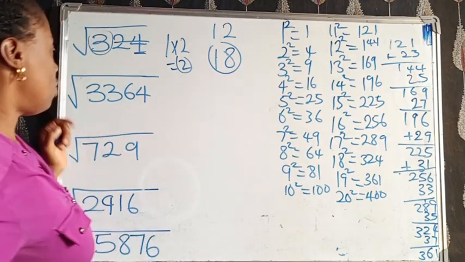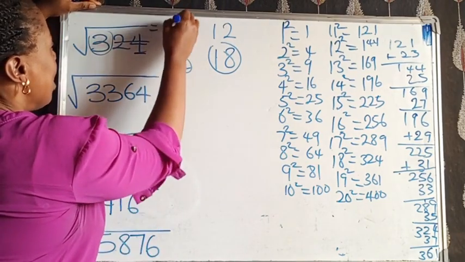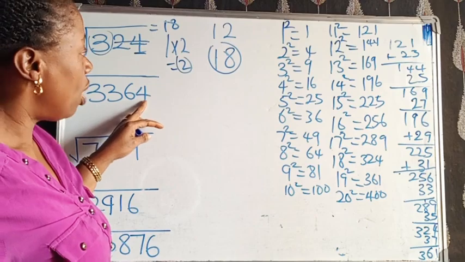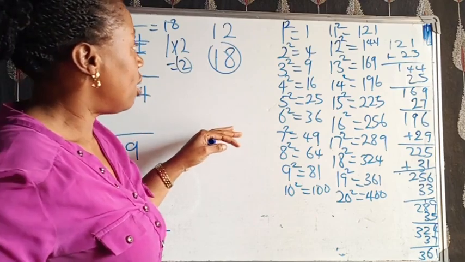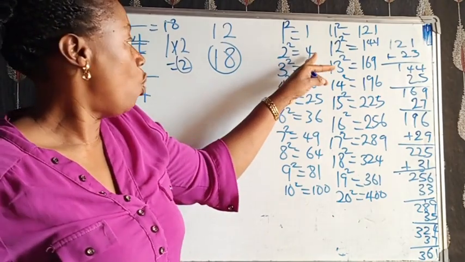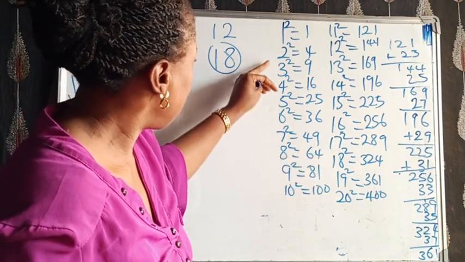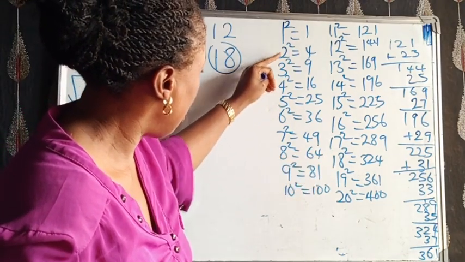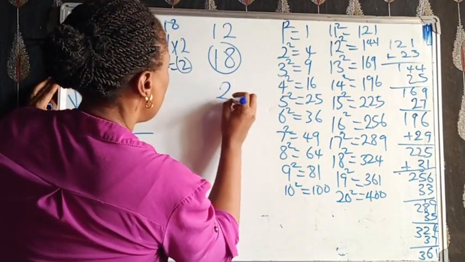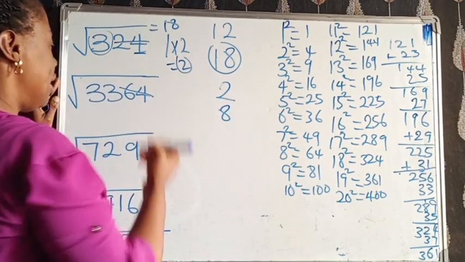So let's solve for this next one. The answer here is 18. So let's solve for this. This is 4. Let's look for the square of numbers that 4 appears at the end. We have 4 here, and we have 4 here. So it's going to be 2 and 8. When you're done, you cancel that.